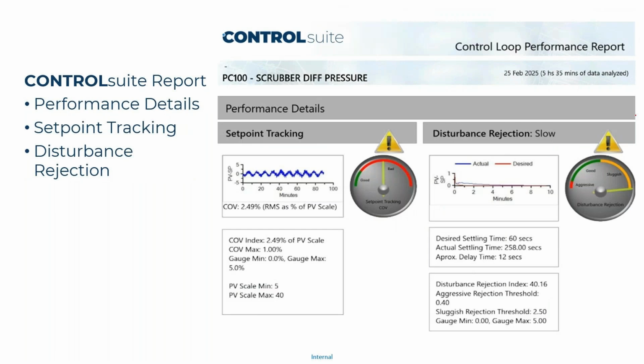In the same report we began looking at in the previous slide, we also have a 4-gauge set that better defines what's happening with this loop. The first 2 gauges are set point tracking and disturbance rejection. The system finds that set point tracking is poor and disturbance rejection is slow. Set point tracking is when the process variable and set point are not closely matched, and disturbance rejection is the ability of the controller to react to unwanted external disturbances.